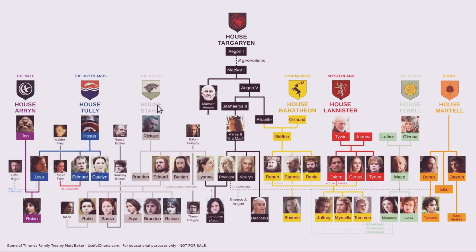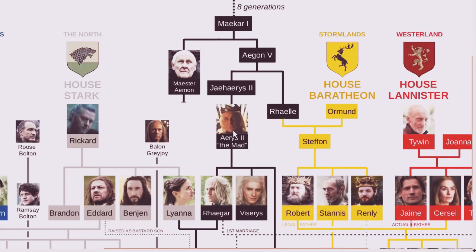This tree shows the main house from each of the 7 kingdoms, as well as House Targaryen here in the middle. You can see that 8 generations after Aegon I, the Targaryen line is still ruling Westeros. We get King Maekar I, who was the father of Maester Aemon, as well as the next ruler, Aegon V. We then get King Jaehaerys II, and finally Aerys II, usually referred to as the Mad King.